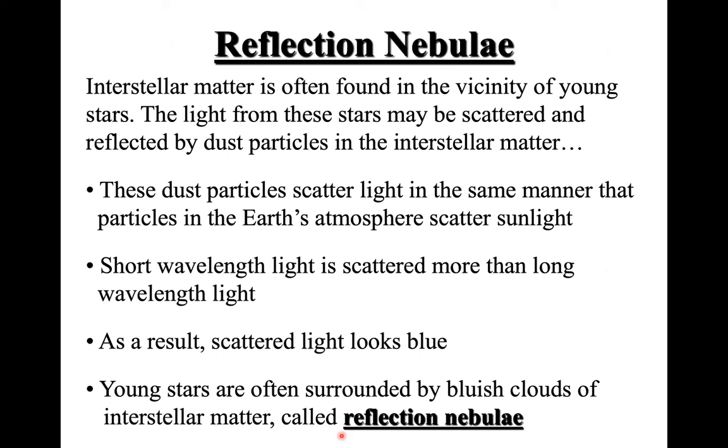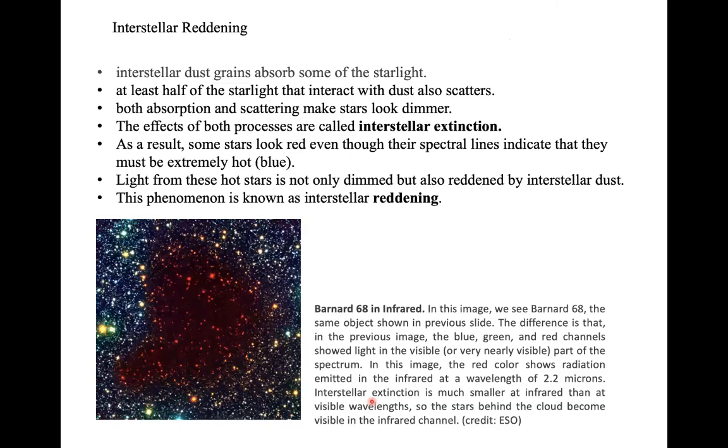And the dust particles scatter the light in the same manner that particles in the Earth's atmosphere do. You know that scattering of light in the Earth's atmosphere, right? The same thing happens here. And as a result of this scattered light, these young stars are often surrounded by bluish clouds of interstellar matter called reflection nebulae. Just read through it. I think you can understand this now, right? So I just explained it.